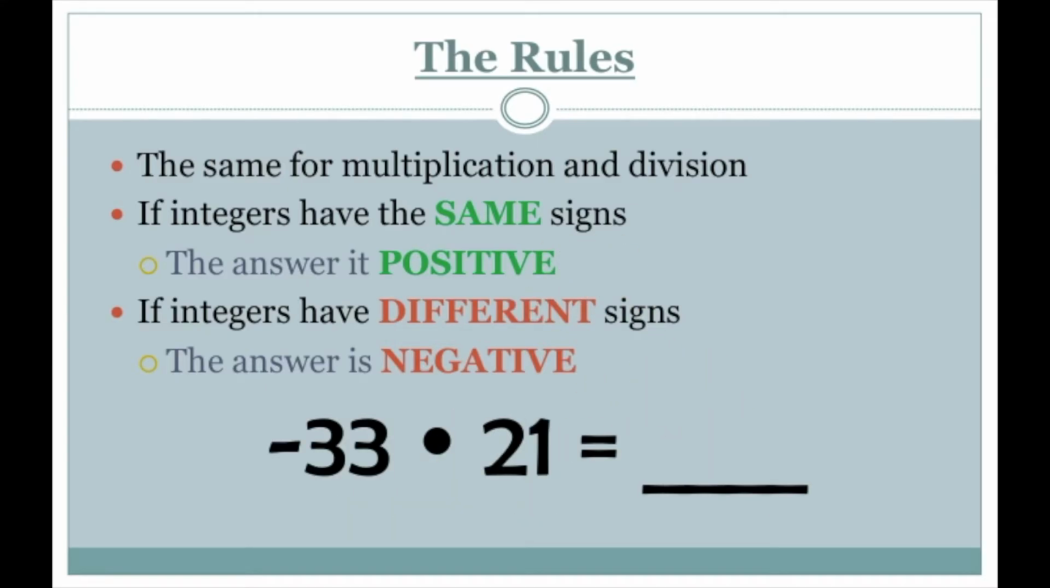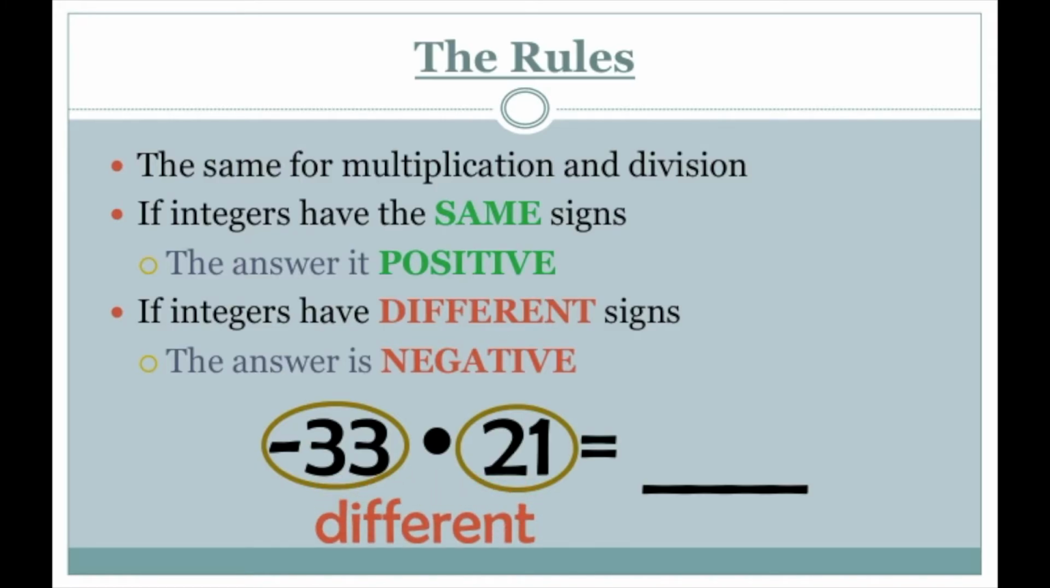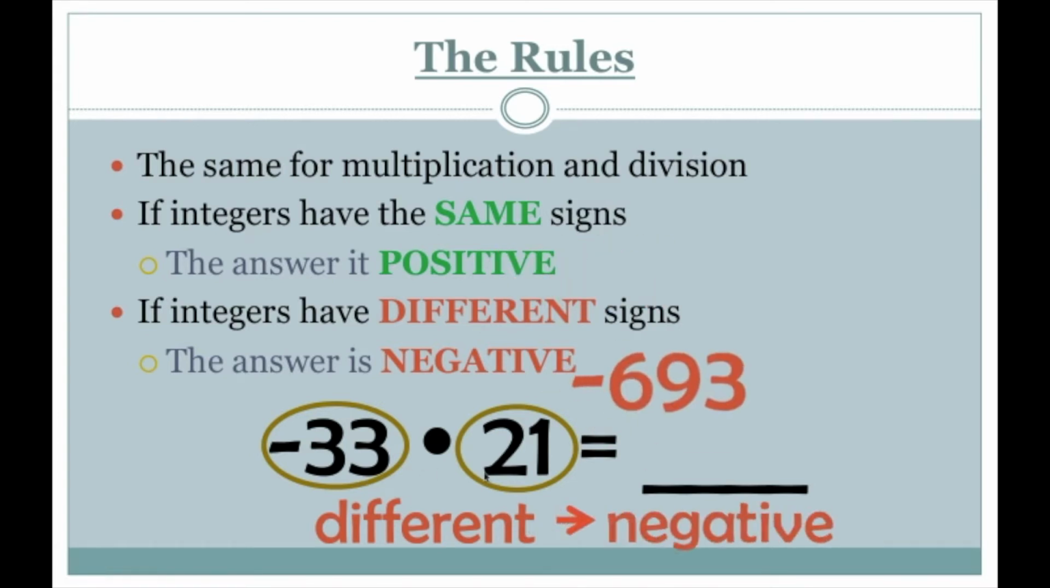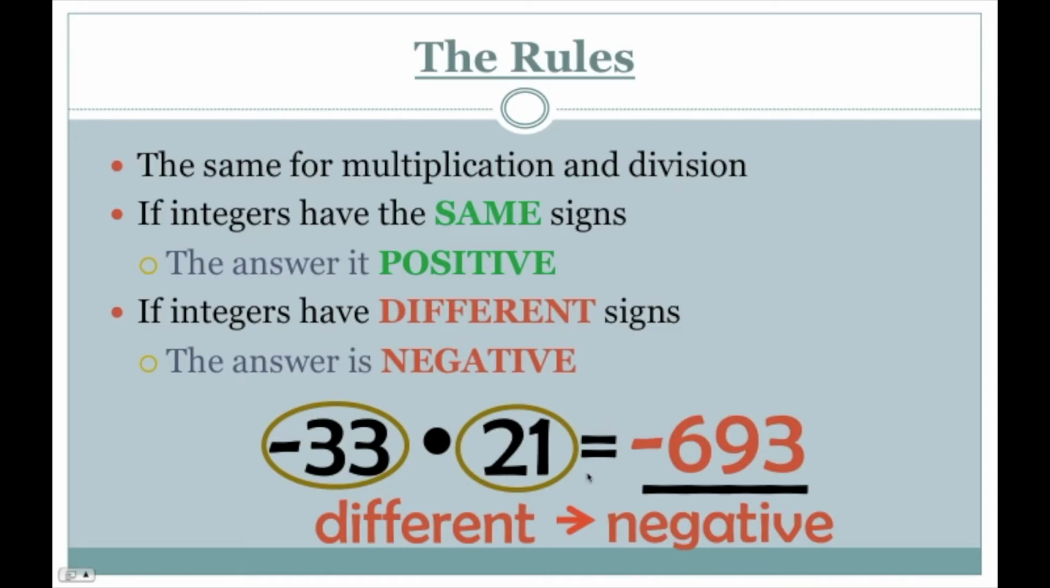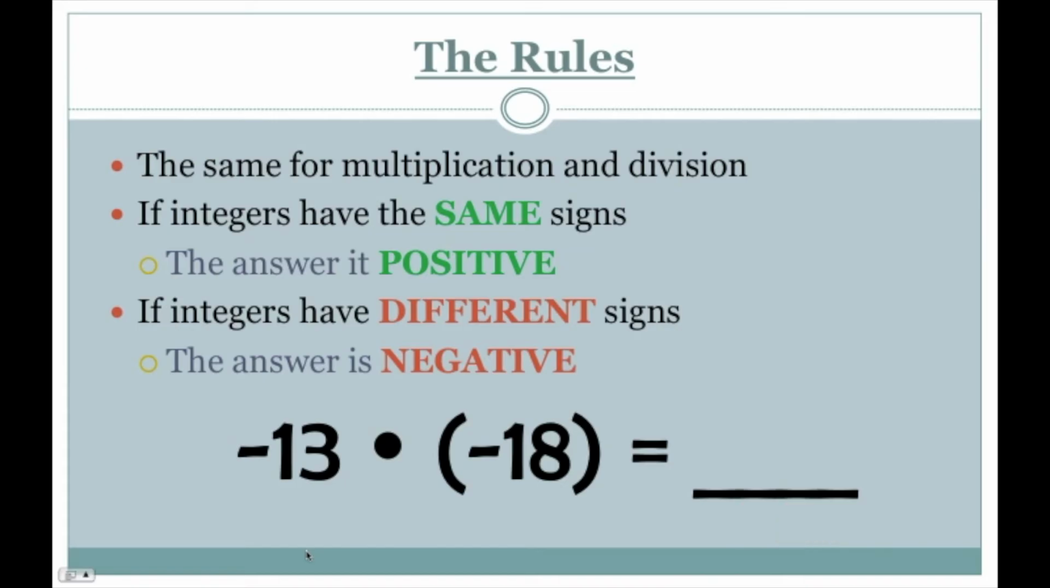How about here? We've got negative 33 times 21. Our numbers have, what do you think, the same signs or different signs? Well, their signs are different. And the reason why is because 33 here is negative and 21 is positive. So we have different signs, which means our answer will be negative. Well, what's 33 times 21? Well, that is 693. But our answer is going to be negative, again, because our signs are different.